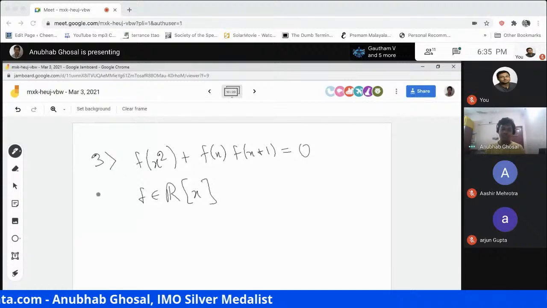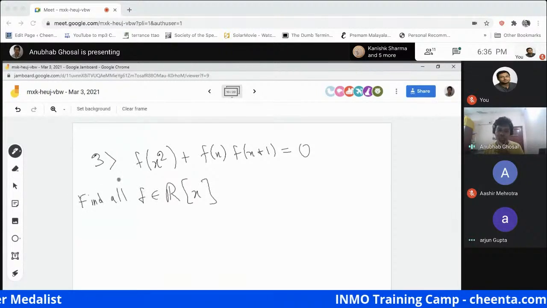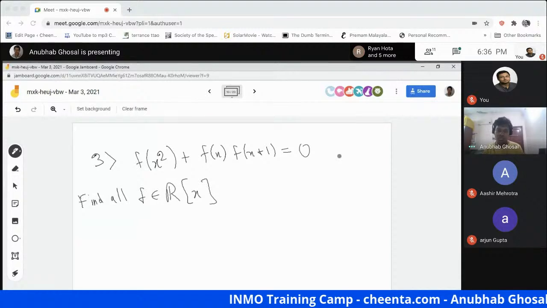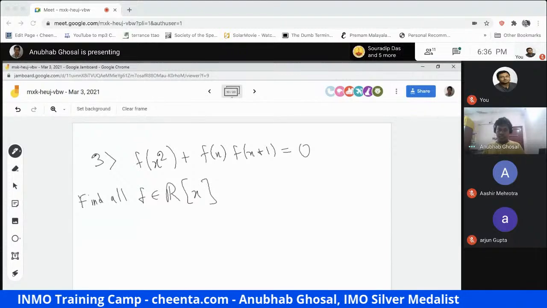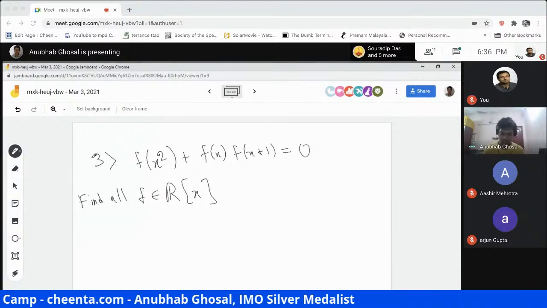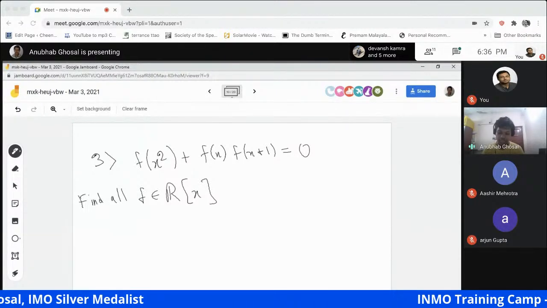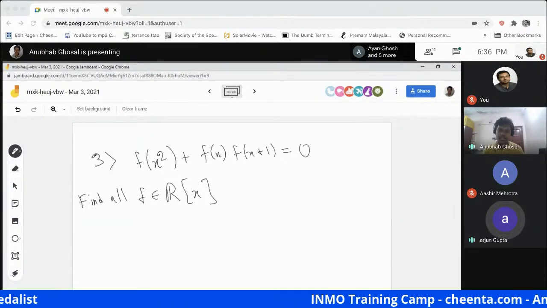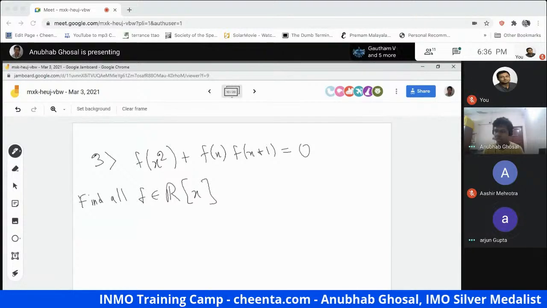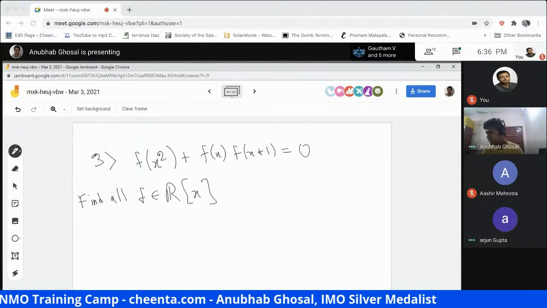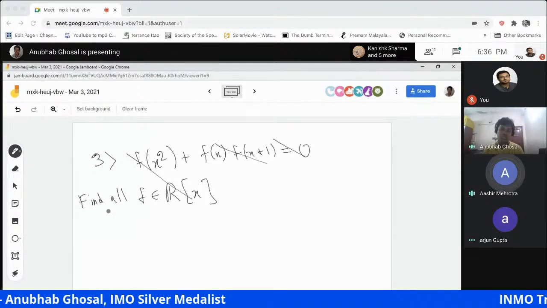Find all polynomials f over the reals which satisfy this relation. So this third question and the first question actually have a similar idea. I've already done this question too. Okay, cool, then forget about this question. So my answer is wrong.